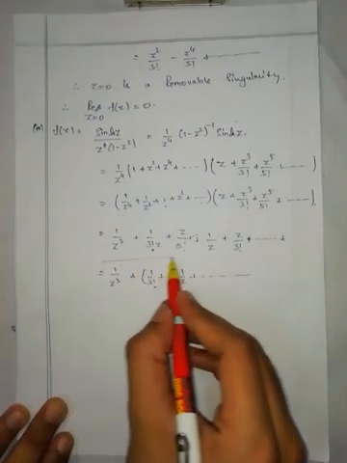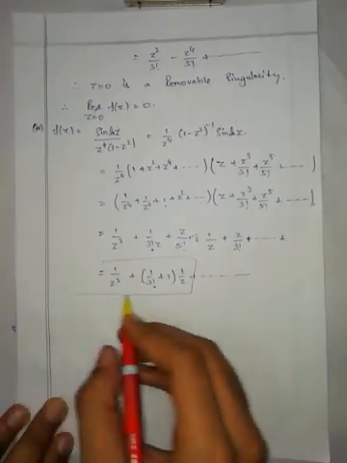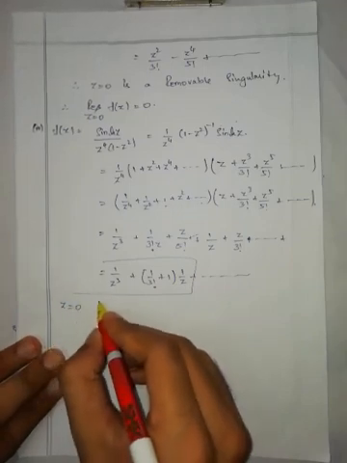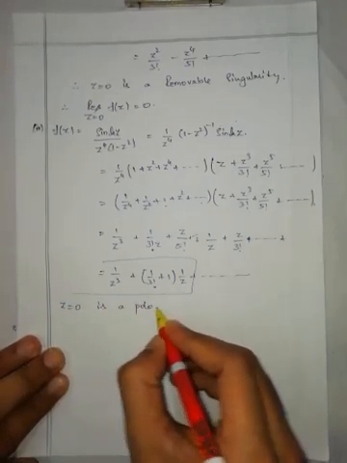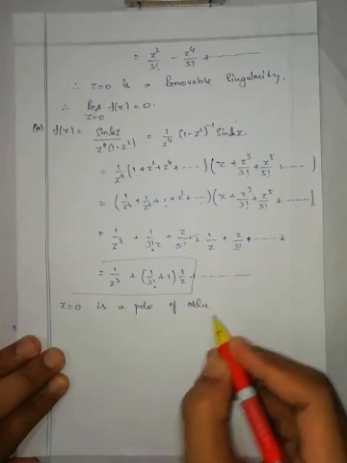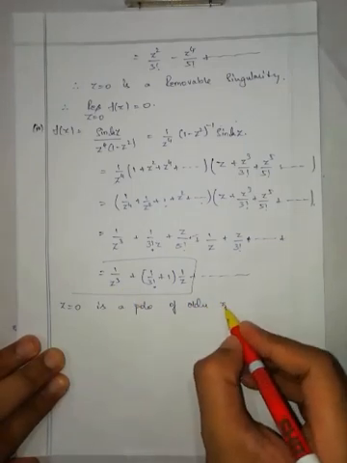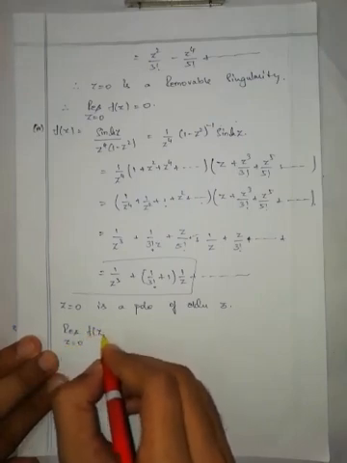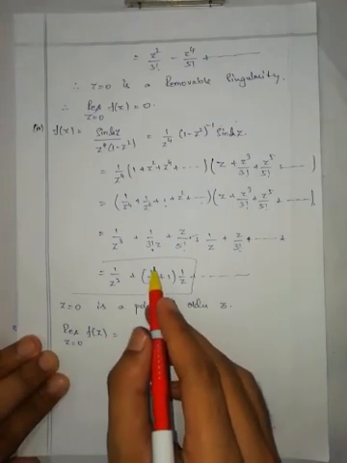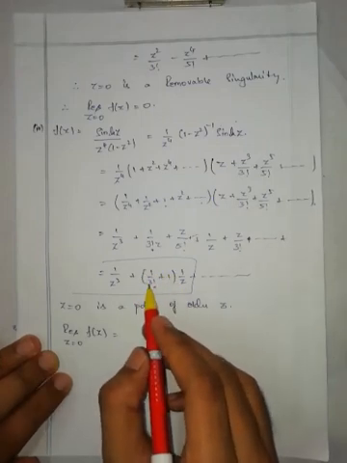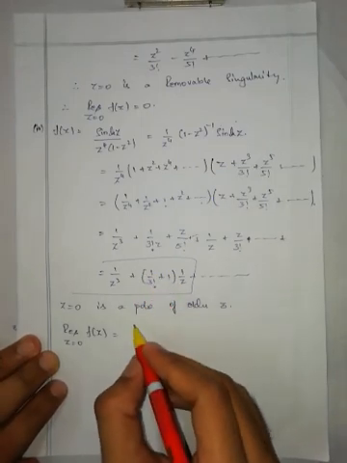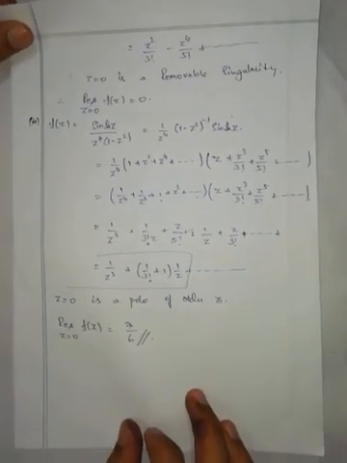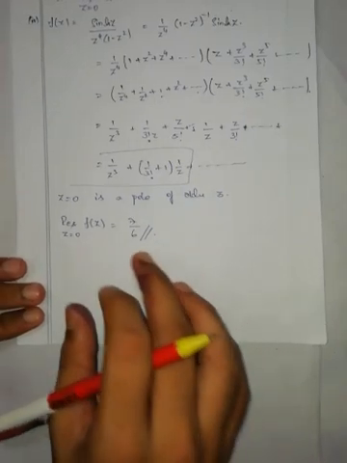What is the principal part? This is the principal part. Therefore z is equal to 0 is a pole of order 3. What is the residue at z is equal to 0? F of z is equal to this one, that is 1 by 6 plus 1, 7 by 6. Similarly, do this one as a homework.